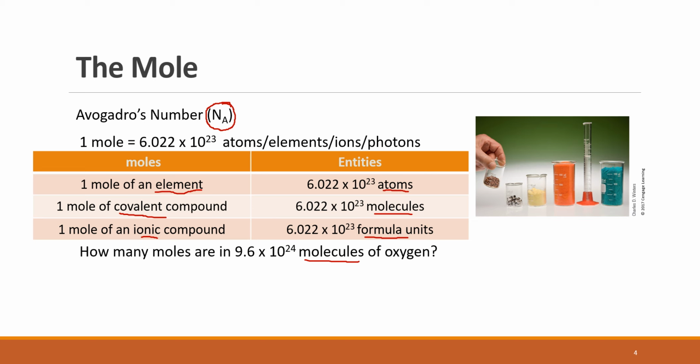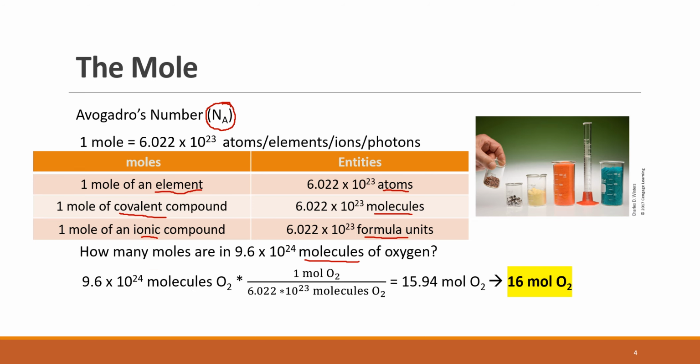So to solve for this, we would want to start our railroad tracks in that upper left-hand corner with the number given to us in the problem. We then take the conversion factor where 1 mole of oxygen is equal to 6.022 times 10 to the 23rd molecules. Notice we're putting the Avogadro's number, which is attached to the entity molecules, in the denominator so that molecules and molecules cancel out, giving us an answer with just moles.